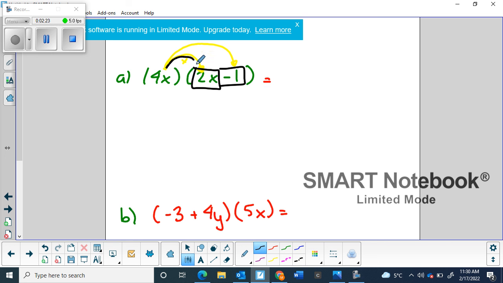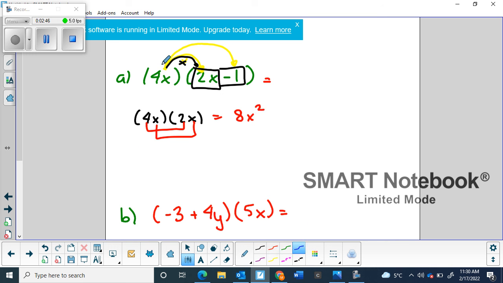So the first one here, 4x times 2x, I'm going to rewrite that. 4x times 2x is the first multiplication. And we know that, okay, well, we combine the two numbers. 4 times 2 is 8. And we combine the variables that are the same. This is x times x, which is x squared. So that's what we get from the first term.